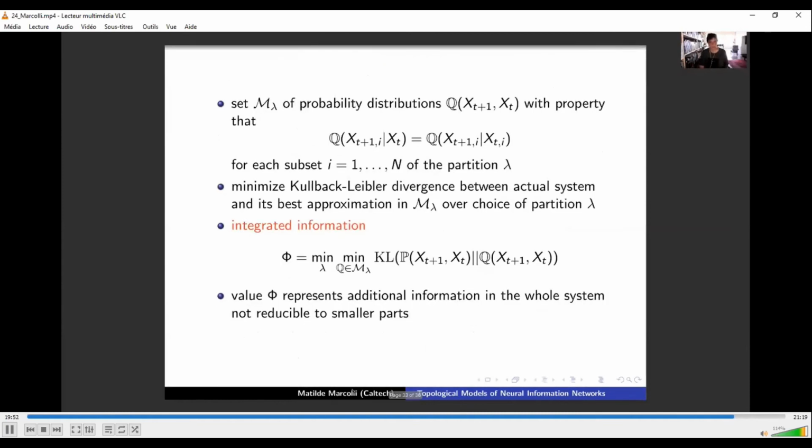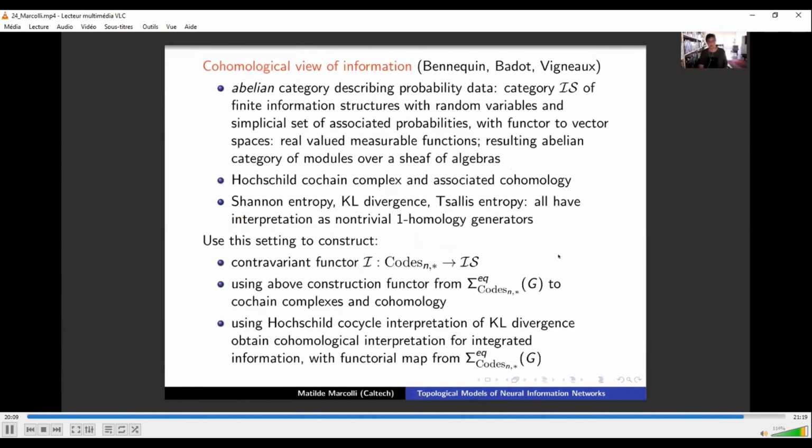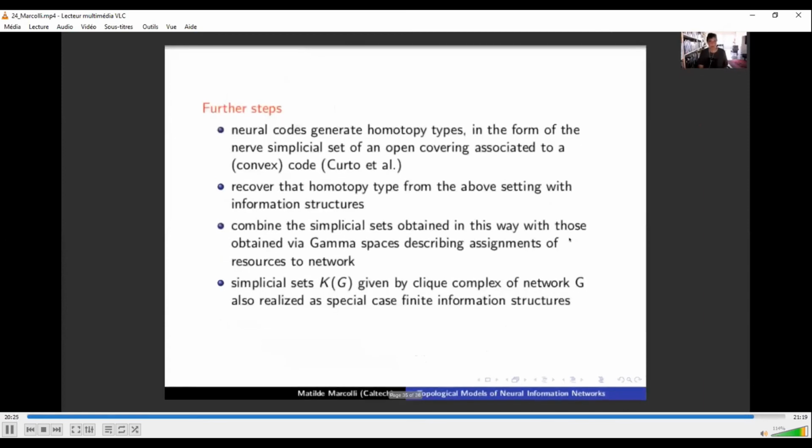There's a way to formulate that as a minimization problem of Kullback-Leibler divergence, in terms of information geometry, which I won't go into. But the point is that there is also a way to give it a homological interpretation, along the lines of the work of Tononi and collaborators. And one can integrate this with this point of view on homotopy types. So I just want to end here as my time has run out.